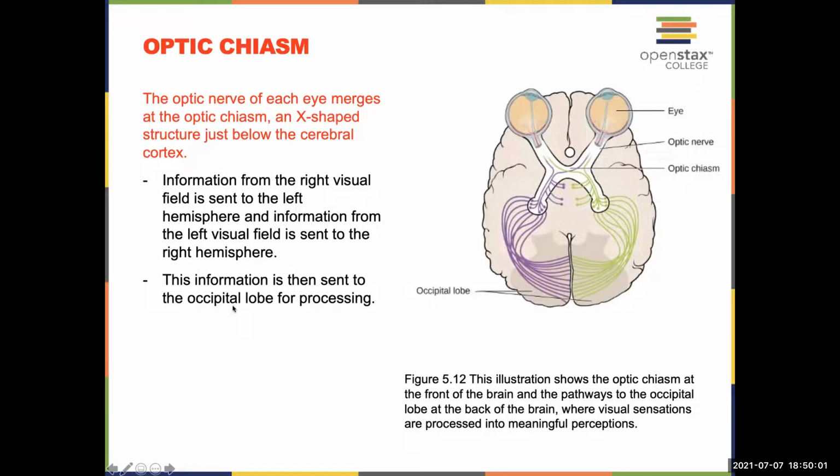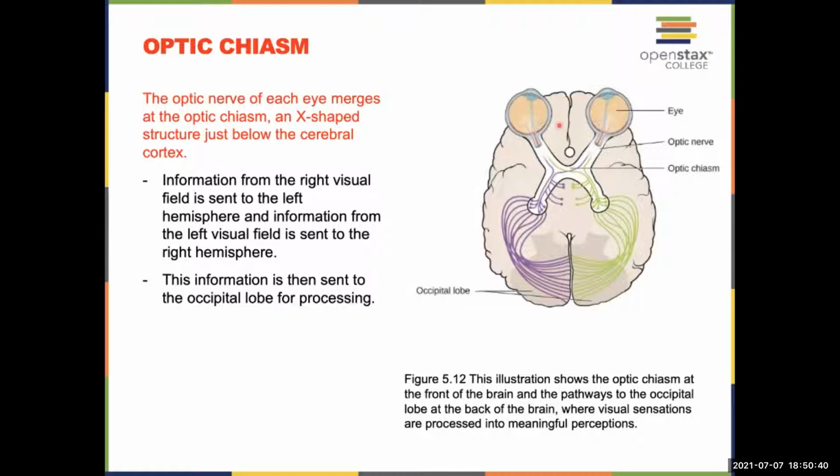And then the other thing I want you to know is the optic chiasm. And that is where the optic nerve of each of the eyes merges, right? That is this, let me turn on my laser pointer. The optic chiasm is right here, right? It forms this X shaped structure that's in your brain area, and your optic nerves are coming out of each eye, and they actually cross over, right?